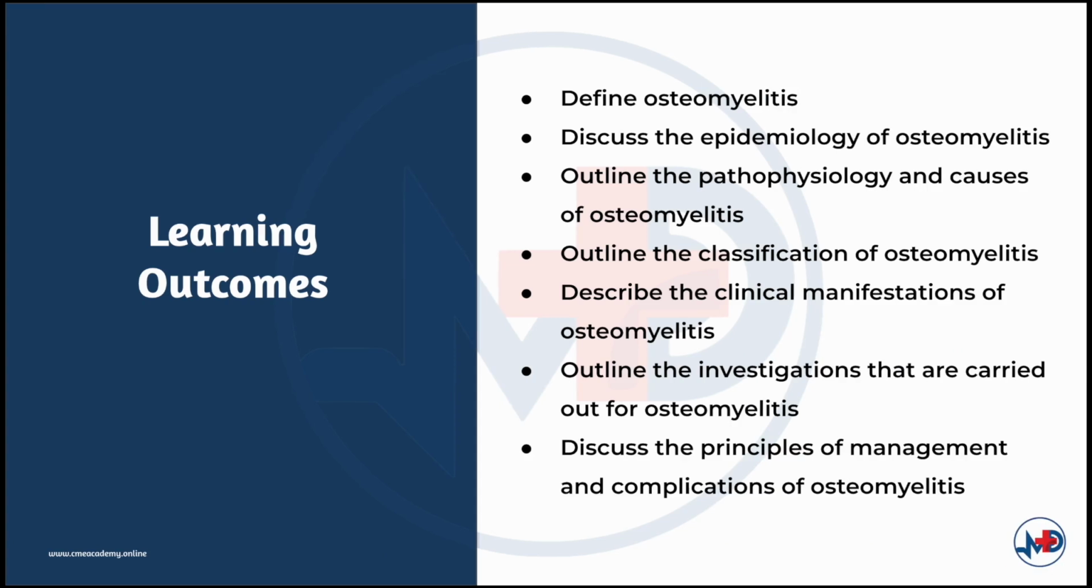By the end of this topic, you should be able to define osteomyelitis, discuss the epidemiology of osteomyelitis, outline the pathophysiology and causes of osteomyelitis, outline the classification of osteomyelitis, describe the clinical manifestations of osteomyelitis, outline the investigations that are carried out for osteomyelitis, and finally discuss the principles of management and the complications. Let's get started.